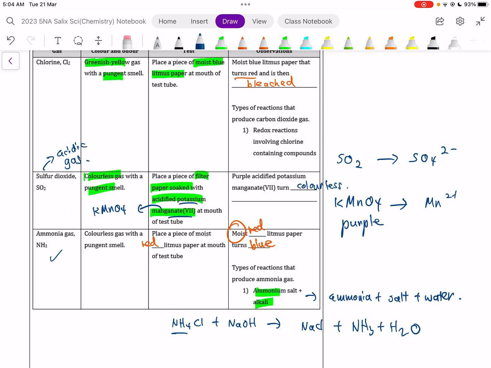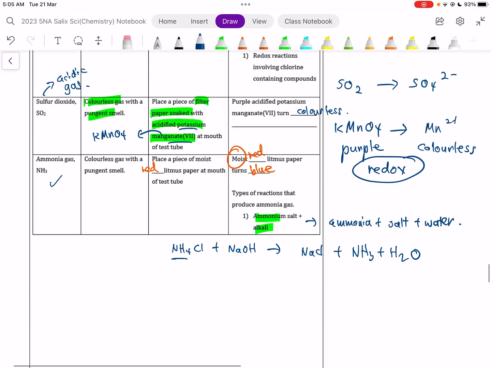We will study more about this in the next chapter, under redox. It's a redox reaction, we'll do this next chapter. For now, just know the observations. When you test sulfur dioxide, the purple potassium manganate turns colorless. Then this is it for this chapter. Pretty short chapter actually.